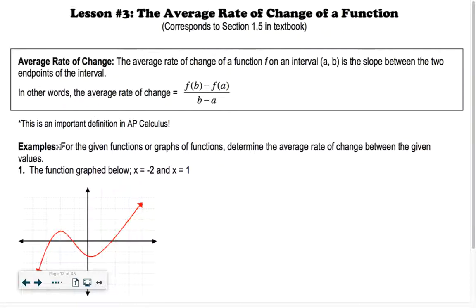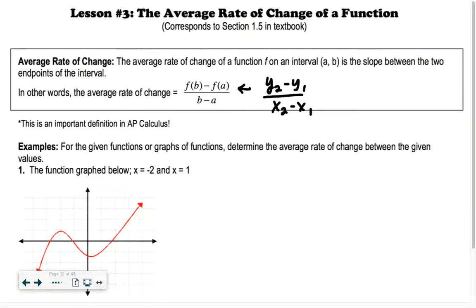So in other words, the average rate of change is f of b minus f of a all over b minus a. Do you guys see that this is the same as y2 minus y1 over x2 minus x1? Exactly the same, because f of b is a y value.